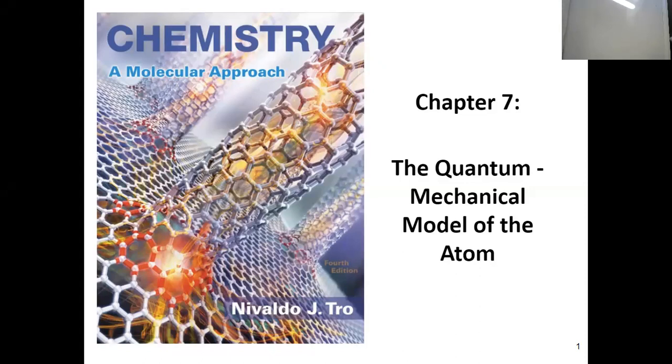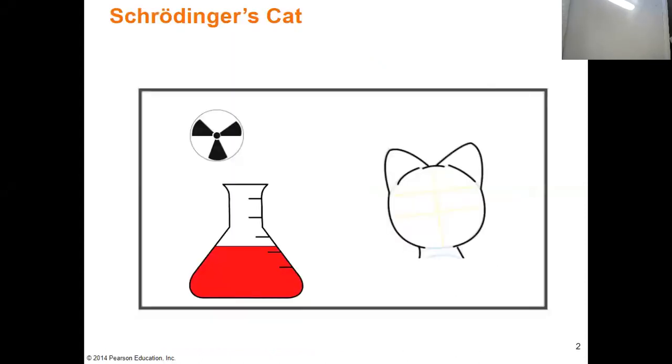This is when we're going to actually start to talk a little bit about quantum mechanics, how atoms are made up, and how electrons work. Okay, and we're going to start off by talking about Schrodinger's cat. Some of you may have heard of this before.